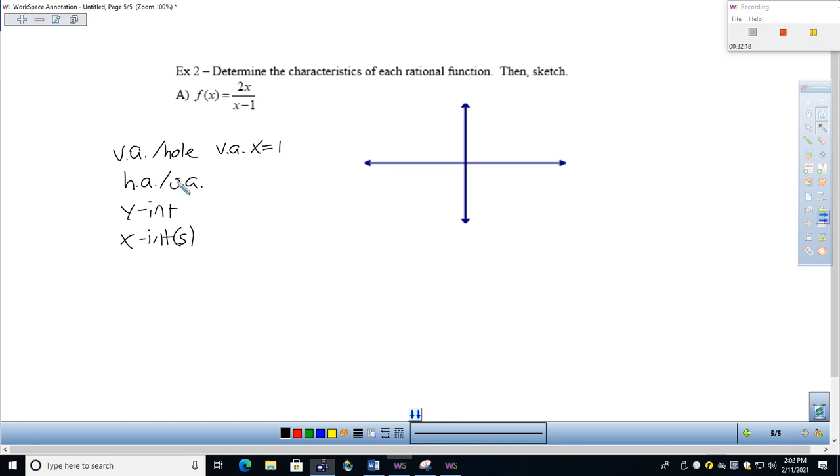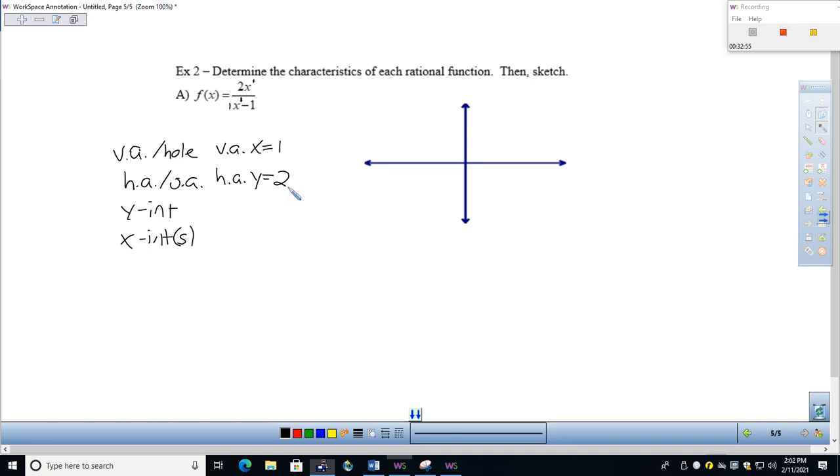Let's talk end behavior here, horizontal asymptote or oblique. Which is it and what is it? In this particular case, I would look at the degree of the numerator, which is 1, degree of the denominator, which is 1. And what we saw yesterday, of course, is if the degrees are the same, then we just look to the ratio of the leading coefficients, 2 on top, 1 on the bottom. So 2 over 1, and so it is a horizontal asymptote at y equals 2.